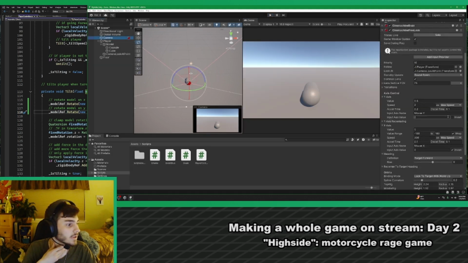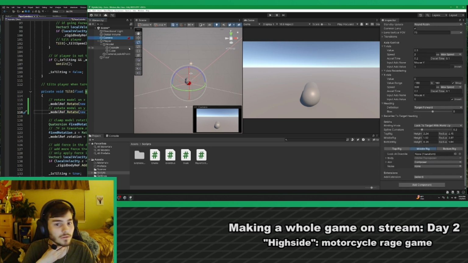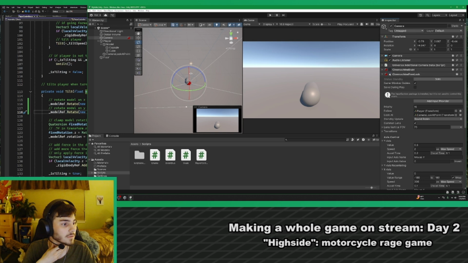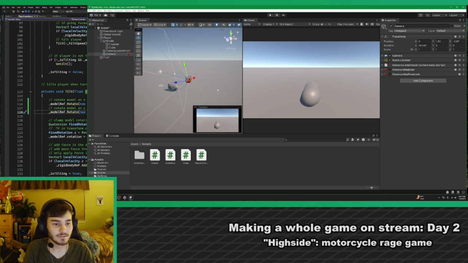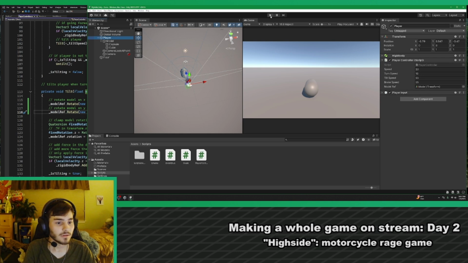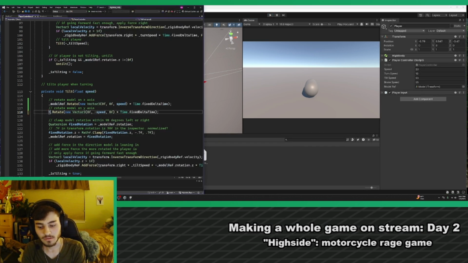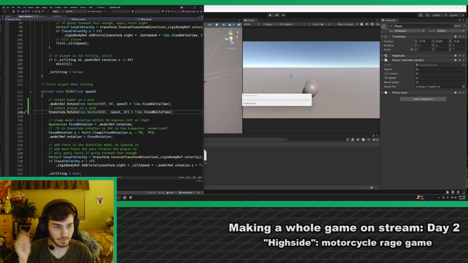First up, this camera is awful. Gonna turn those off for now. Just go ahead and parent it to the player. There's decent enough. So then... Oh, and we're not just doing the model ref, we're doing transform.rotate, player on the y-axis. That's one thing that was wrong.